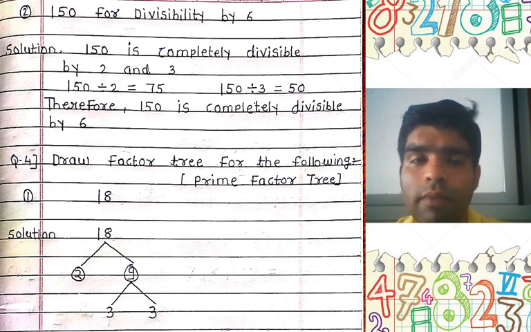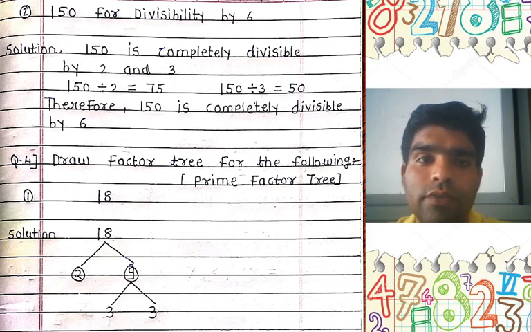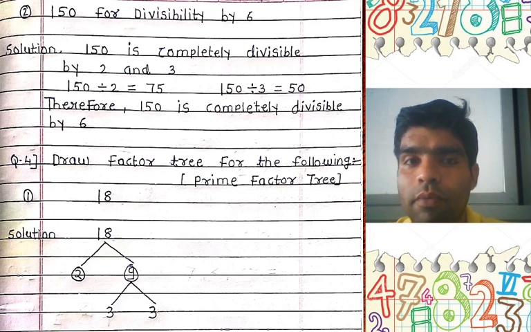We have to find the common factor, common multiple, and we have to draw the factor tree. Hopefully every student understood the concept of the common multiple, factor, divisibility rule, and the factor tree.